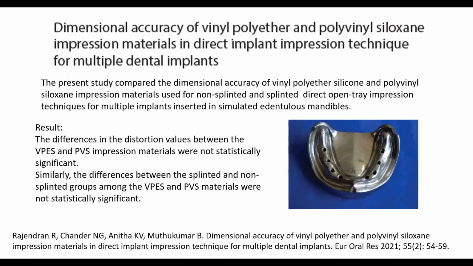Now, coming to the dimensional accuracy of 2 materials, that is polyether and polyvinyl siloxane, in direct implant impression technique. In this study, 8 implants were placed in the lower model, the mandibular model, and the open tray technique was used to make the impression. The result concluded that the difference in the distortion value between polyether and polyvinyl siloxane materials was not statistically significant. Similarly, the difference between splinted and non-splinted groups among PVS and polyether material was not statistically significant.